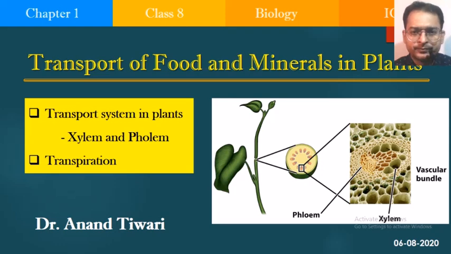Hello students, in our earlier lecture we covered, in this chapter, transport of food and minerals in plants, the basic concepts of what is diffusion and what is osmosis. Whether it is the small microorganisms, the larger plants, trees or in animals, these two processes of diffusion and osmosis take place for the movement of the different materials.